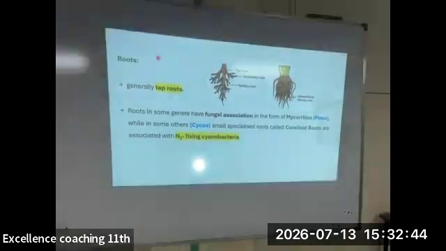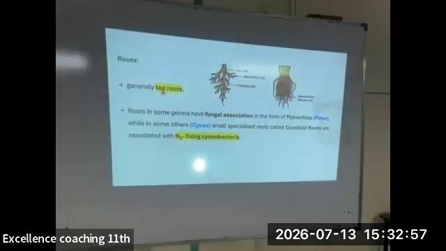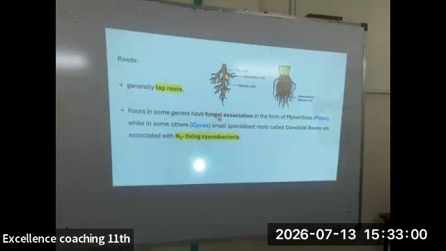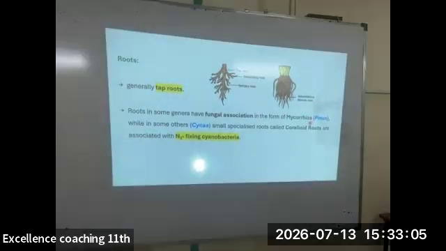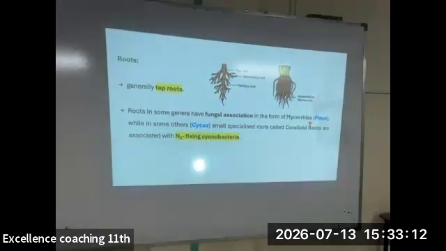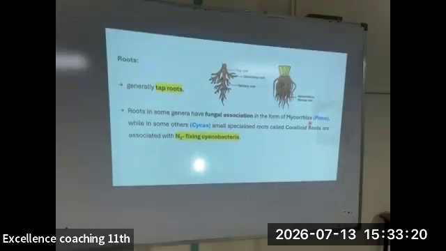Then the root is a taproot system. You know about these two types of root systems. This is called a fibrous root system, and this is the taproot system. The taproot system is present in gymnosperms. There are also roots which are associated with fungus, and these are mycorrhiza. You have heard about mycorrhiza before? Yes, right. This is a fungal association with the plant root. Here also in gymnosperms, some of the roots are colonized by this fungus called mycorrhiza.